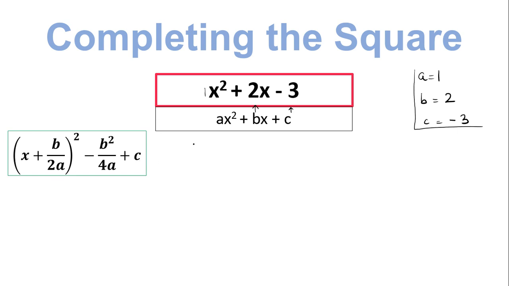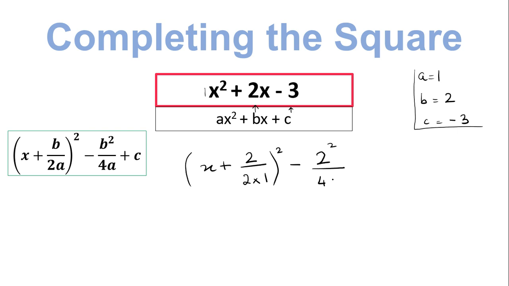So I'm just going to put a bracket and write x plus b over 2a. What's my b now? It's 2. So I'm going to take 2 over 2 times a, because 2a means 2 times a. a is just 1, so I'm going to write 2 times 1, and whole squared on the top. Minus b squared. Again, my b is 2, so minus 2 squared over, now I have 4 times a.